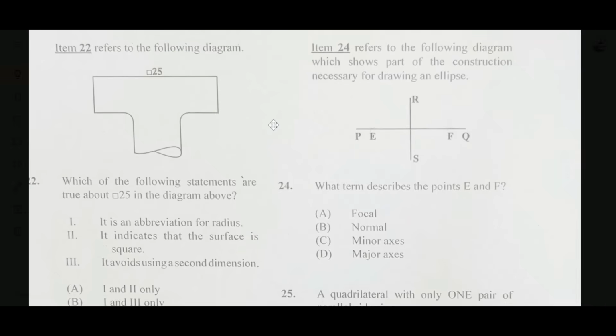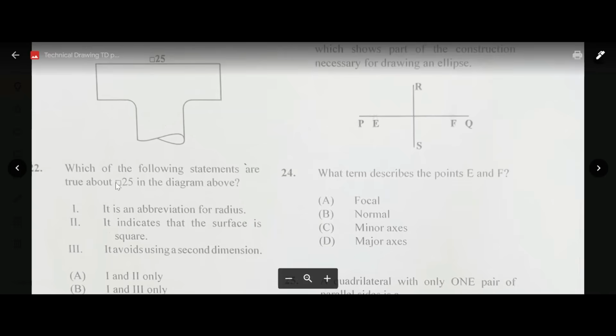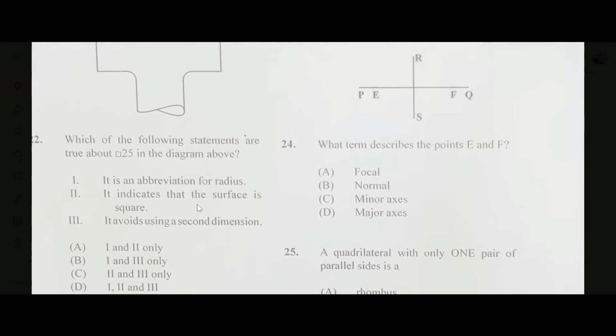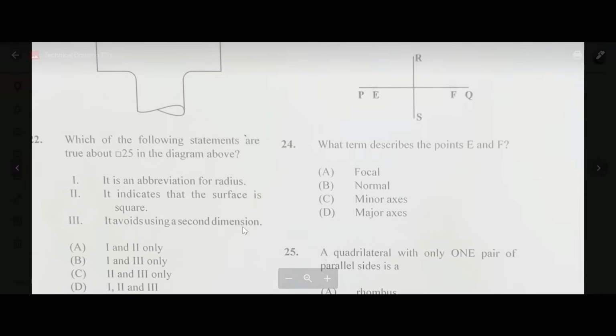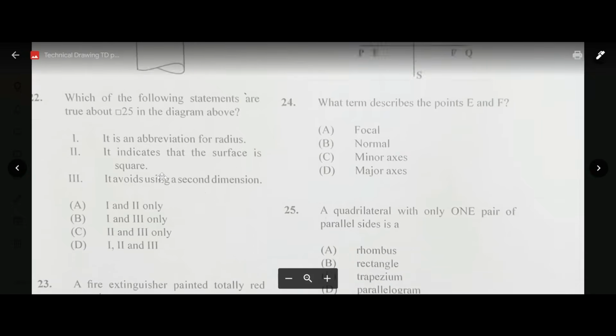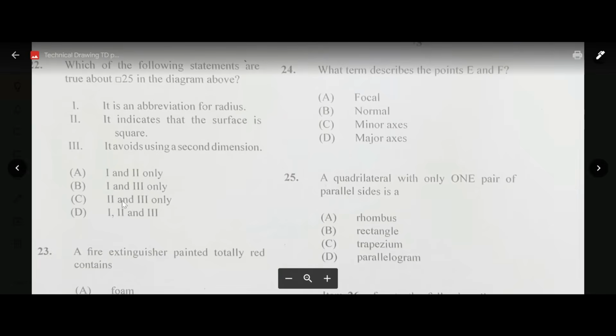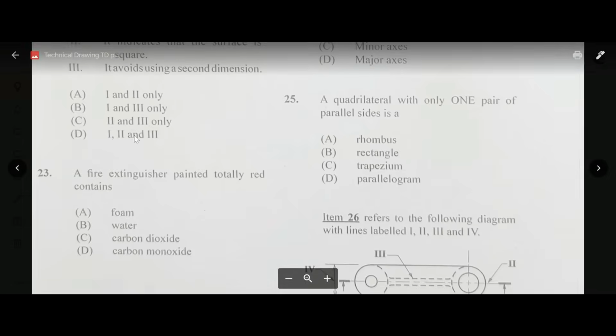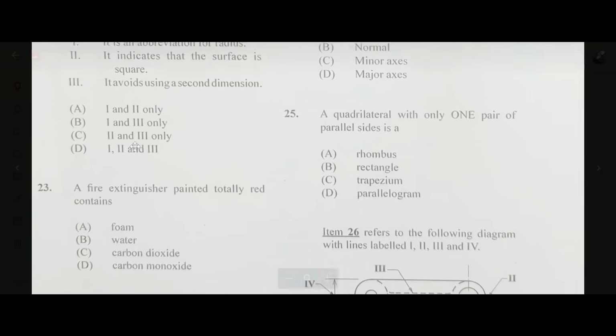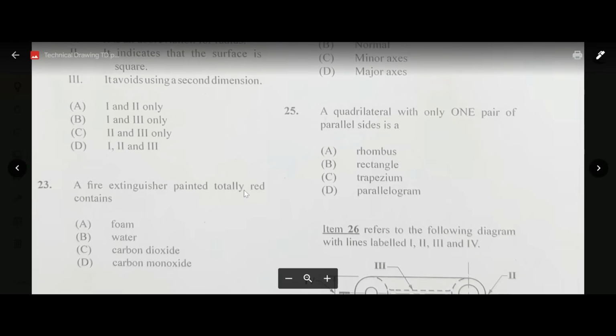Number 22. Which of the following statements are true about the square with the 25 in the diagram above? It is an abbreviation for radius. Nope. It indicates that the surface is square. Yes. It avoids using a second dimension. Also, yes. So the answer is 2 and 3. So number 22 is C, 2 and 3 only.